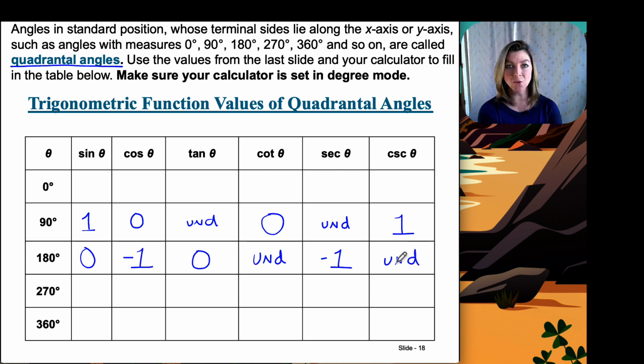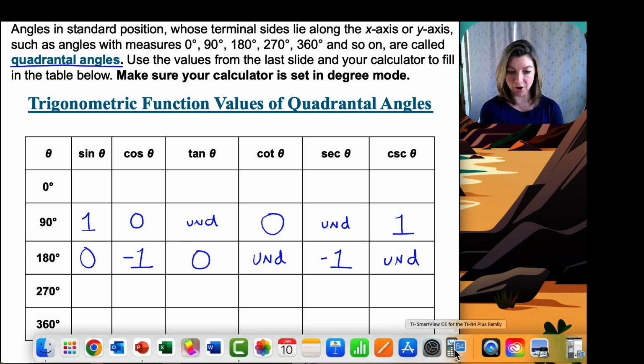So we can do examples where we sketch the angles of 0, 270, 360, find a point on the terminal side, and then do exactly what we just did to fill in these last three rows. Or we can use our calculator. Directions say that we can, and that's a good skill to have too. So let's turn to our calculator at this point. So take out your graphing calculator.